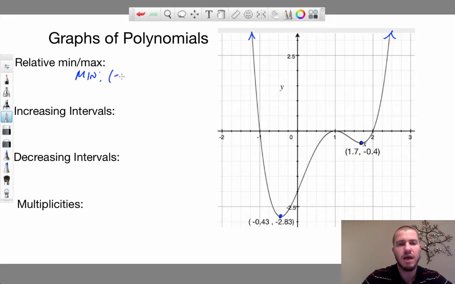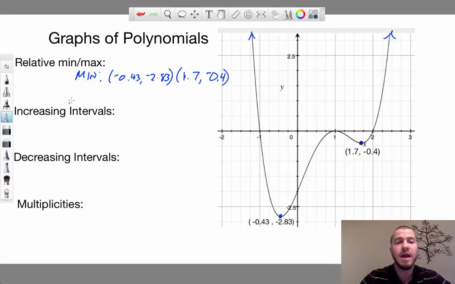So those 2 points at negative 0.43, negative 2.83, and the other relative minimum 1.7, negative 0.4. So those are my relative mins, and I have a relative max where the graph is turning this way. So the relative mins, the graph turns this way. The relative max, the graph turns this way, which is going to be right here at the point 1, 0.